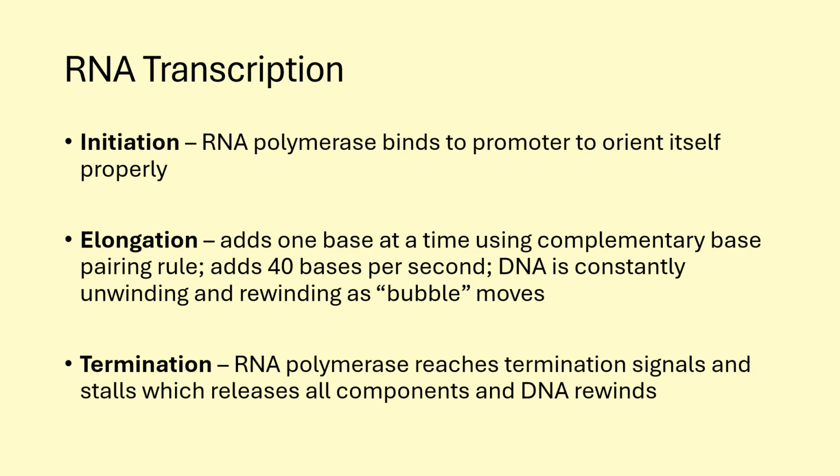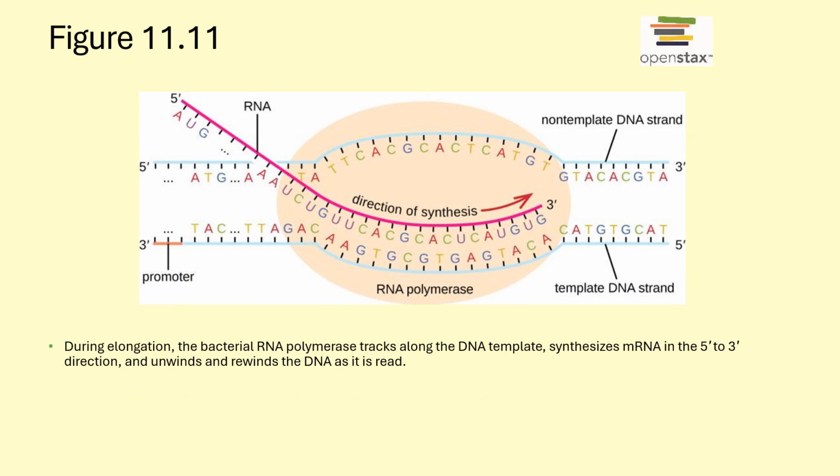Termination is the final step. This is when RNA polymerase reaches the end where there's what we call a termination signal that basically is saying stop, and all the components release and the DNA rewinds back up.